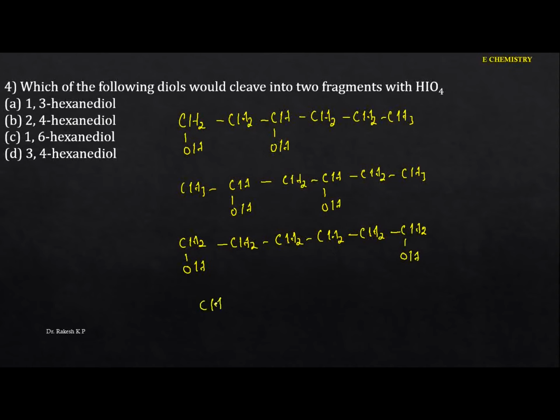So 3,4. This is the first, second. In the third carbon we have the OH. The next is the fourth carbon, and the next are the fifth and the sixth. Just identify which one can fragment with periodic acid, especially this one.